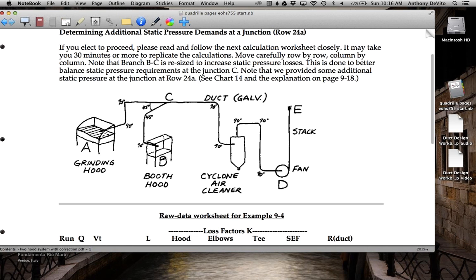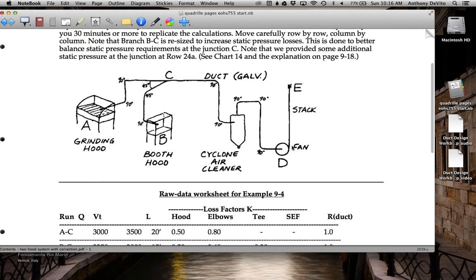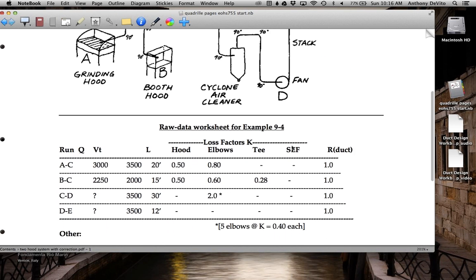There's a junction at C. We have a 90 and a 45 here. We have 90, 90, 90, 90, 5 90s going through a cyclone air cleaner. Usually the pressure drop across these is a bit lower than it is across a medium filter. And then we have a stack. And here's a summary of all of these factors.